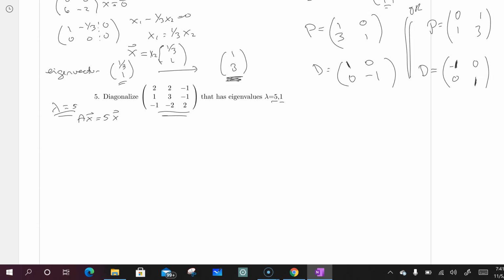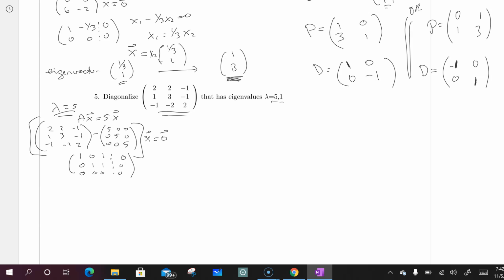And so that means I'm taking the matrix A, 2, 2, negative 1, 1, 3, negative 1, negative 1, negative 2, 2, and I'm going to be subtracting off 5I, right? And that is going to be my (A minus 5I)x equals 0. So I do the subtraction, I'll let you do that, and then put it into row echelon. I'm just putting the dotted lines in there so that you know I'm doing the row echelon with the augmented matrix.